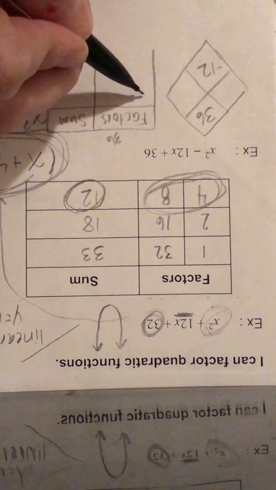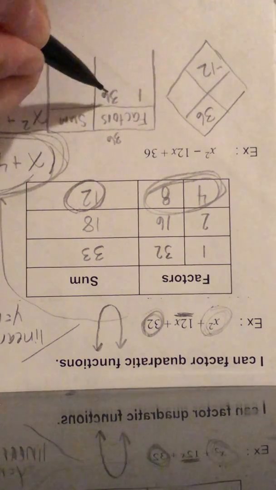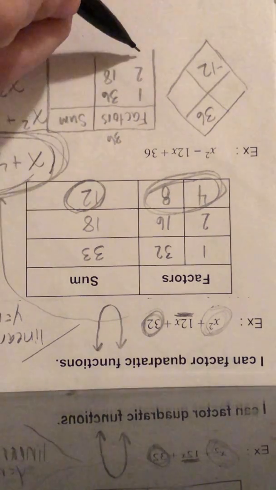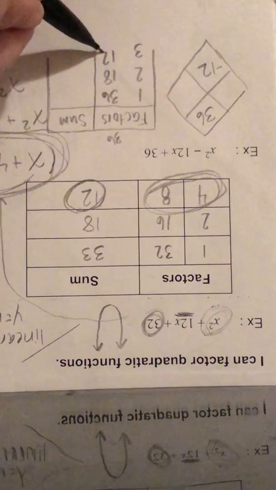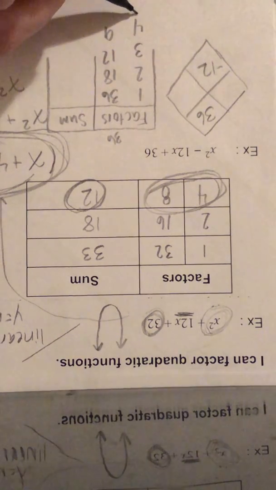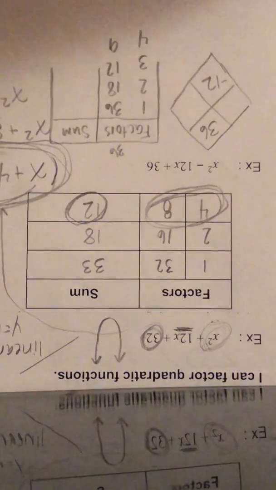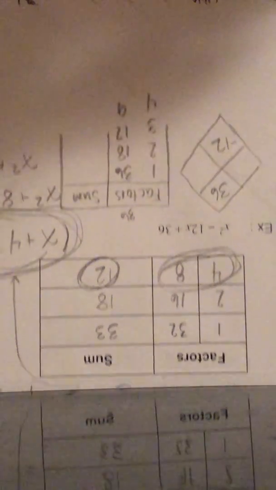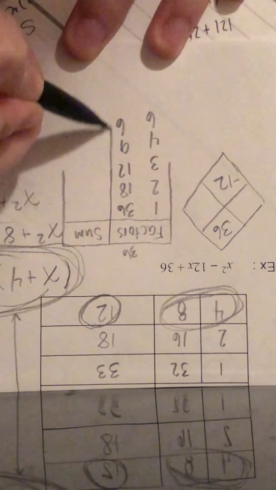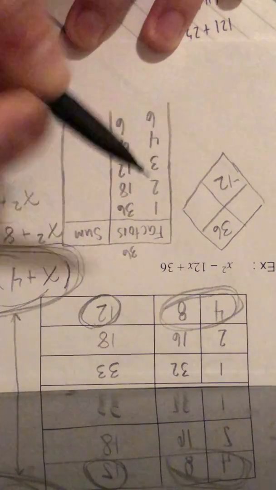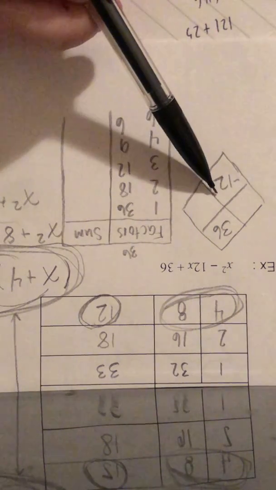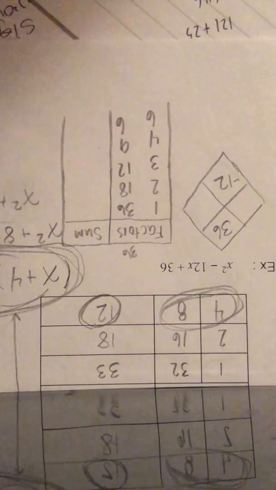So if we have 36, we have 1, 36, 2, 18, 3, 12, 4, 9, and then let me move this so you can still see it, and then 6 and 6. So these are our factors, and from here we're choosing, well, what times what gives us 36 and what plus what gives us negative 12.